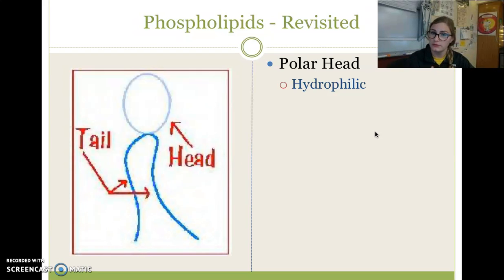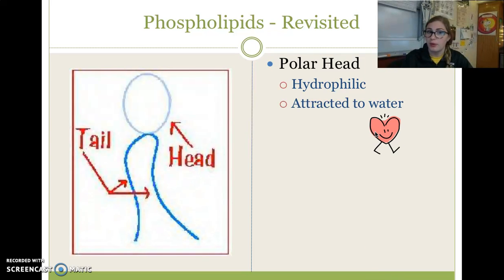Hydro meaning water, phil means to love. So if you think about Dr. Phil and all of his shows, they're always talking about how can we get to the root of this problem so that we can love each other again. So phil means love, hydro is water. This entire thing means that the polar head, which we can see up at the top, is very attracted to water, and that water and the polar head are going to come together quite often.